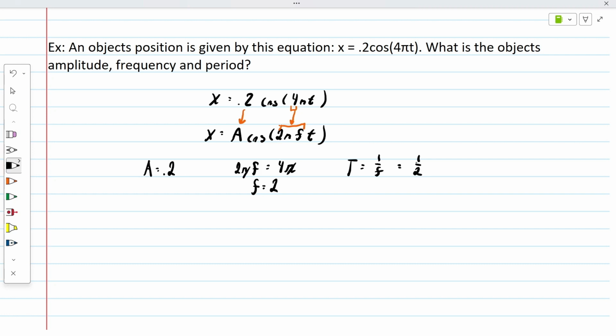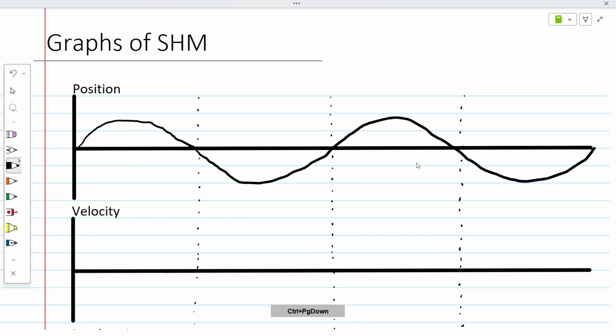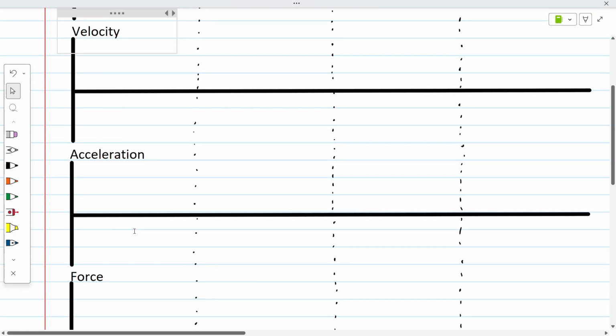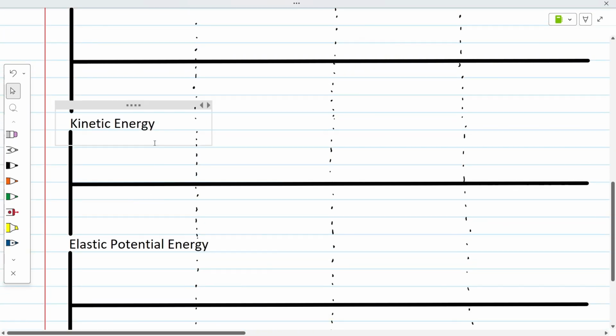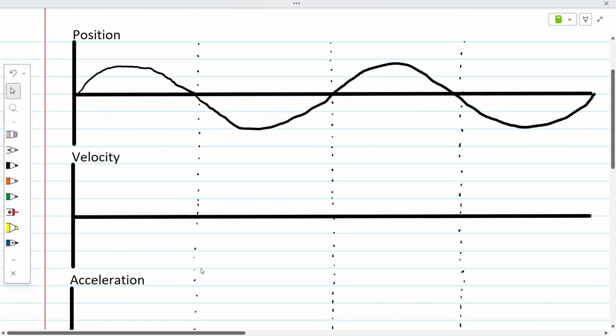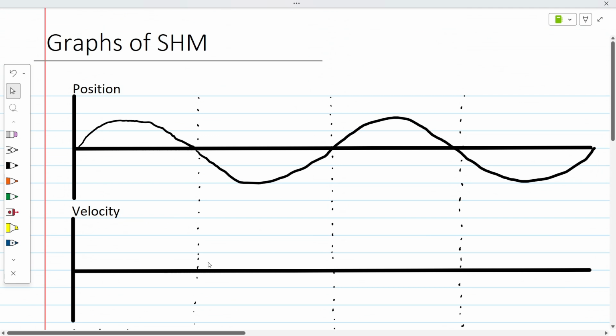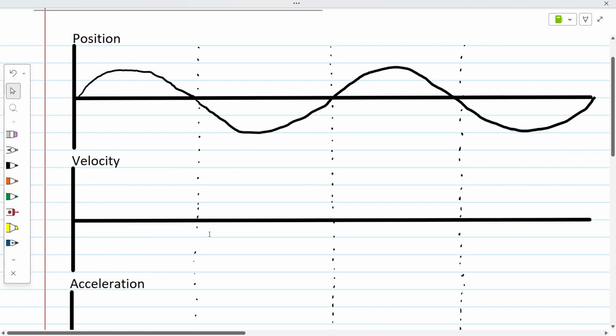Okay, so now let's look at how we can look at graphs between these. We're given a position versus time graph as shown in simple harmonic motion. We're going to find the graphs for velocity, acceleration, force, and then energies of the box. Let's first do velocity. We have to think about what the velocity is going to be at different points.